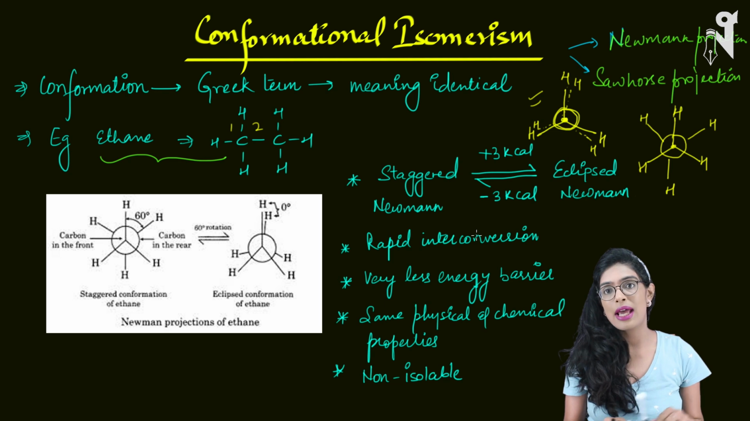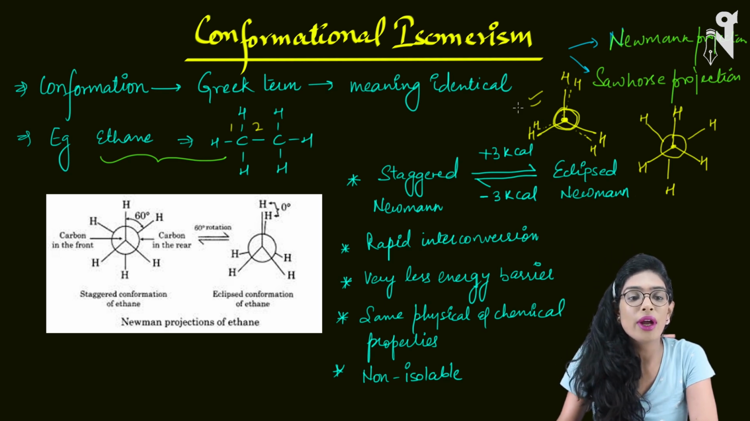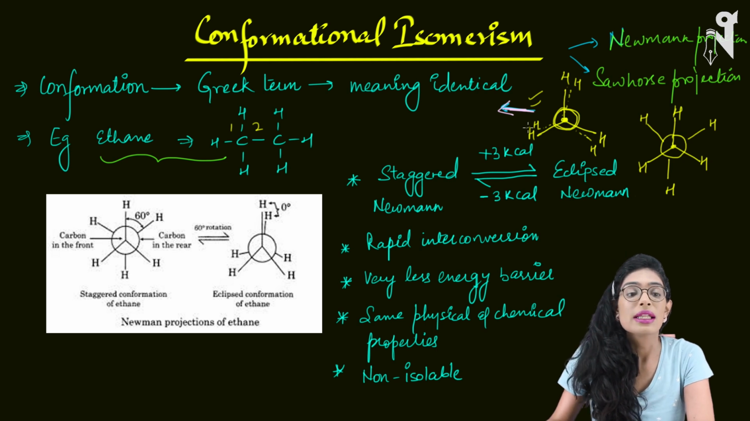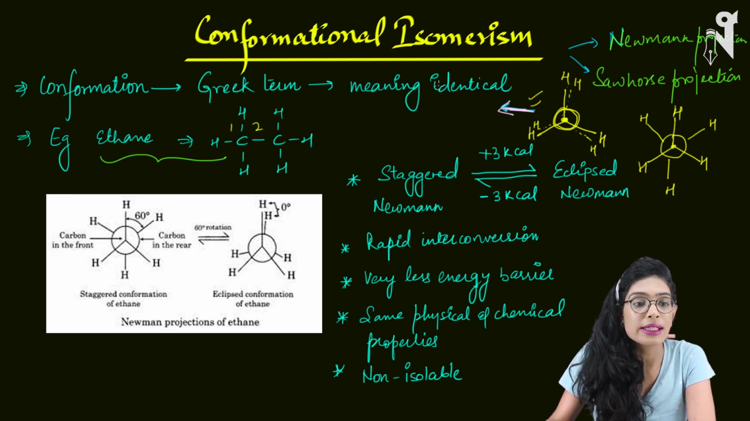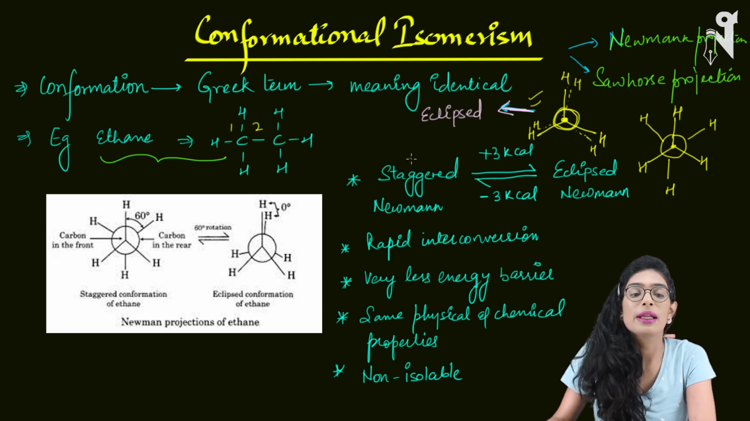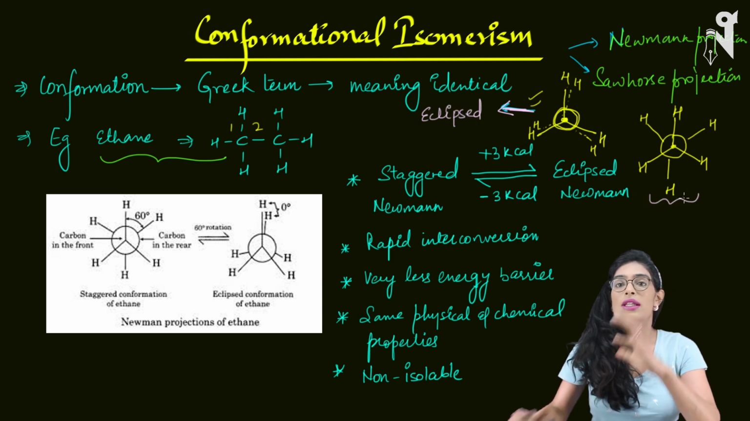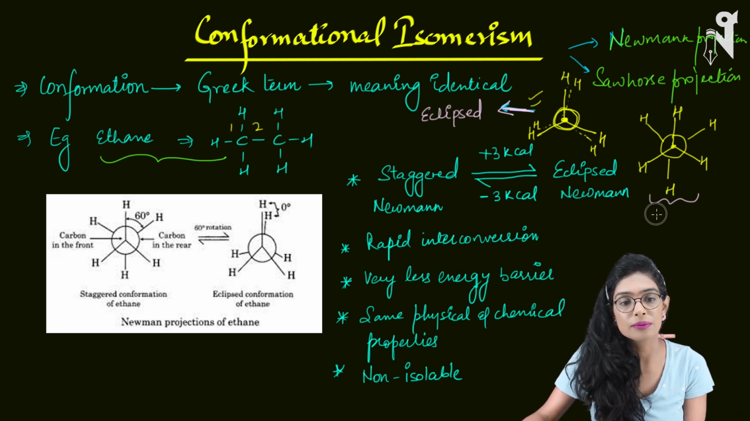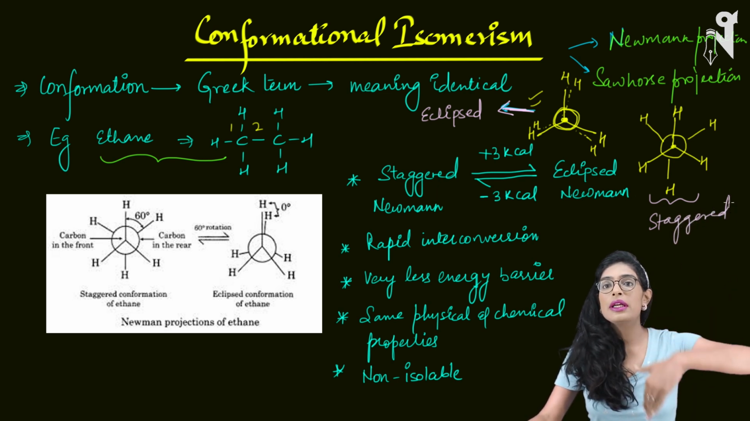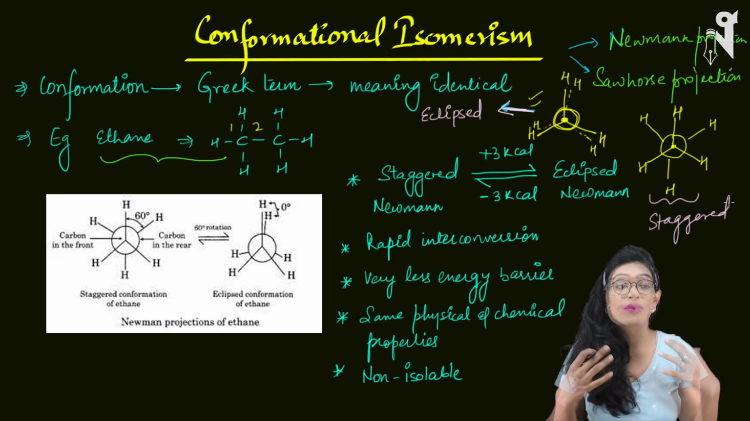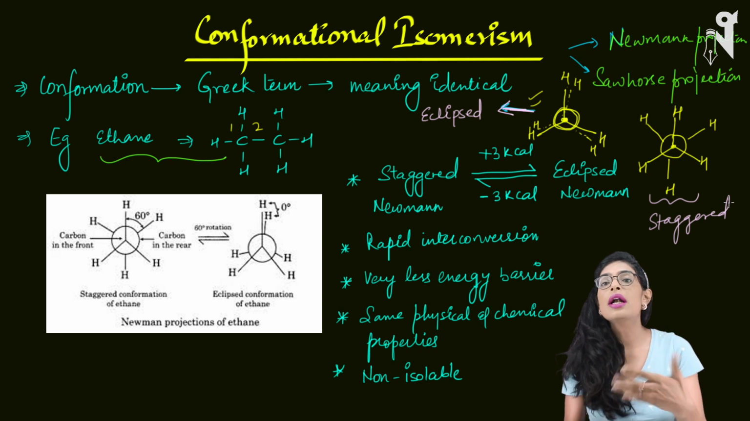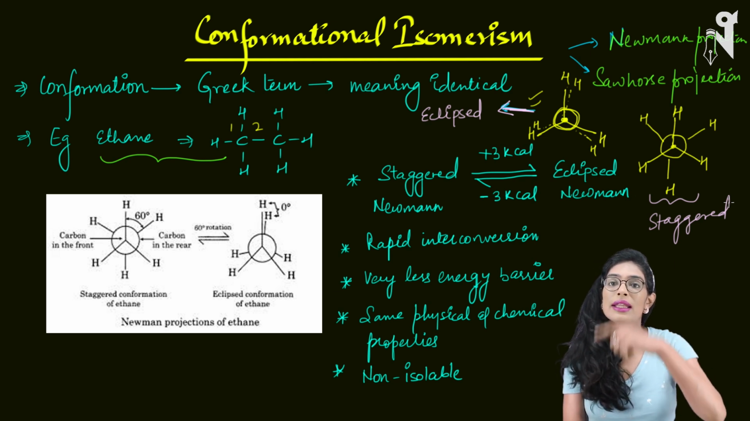So these two structures have specific names. The one where everything is hiding behind, I mean, the front carbon is covering the rear carbon and the attachments are covering the rear carbon's attachments, is called eclipsed. And the structure where everything is visible for the back carbon as well as the front carbon is called staggered. As I mentioned, there can be infinite structures in between. So we talk about the rotation like 0 degrees, then 60 degrees, then 120 degrees, then 180 degrees. So in multiples of 60, we rotate and then see the structures.